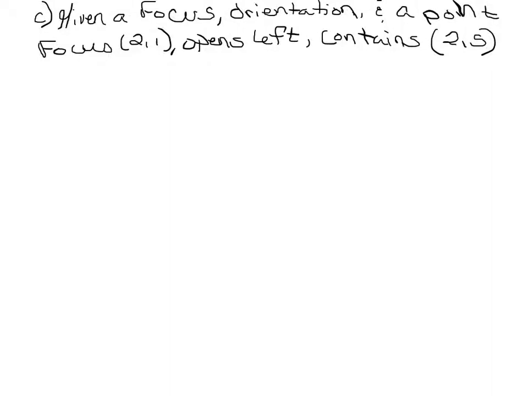Okay, so now let's look at the more difficult ones where we're not given our vertex. So same thing, we're going to need to know what our vertex is, what our p is, and what our orientation is. So now we're going to look at two examples where I'm given the focus, the orientation, and a point.